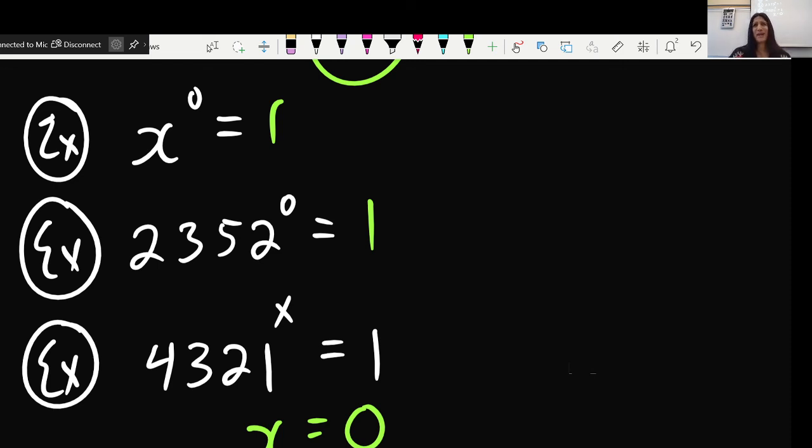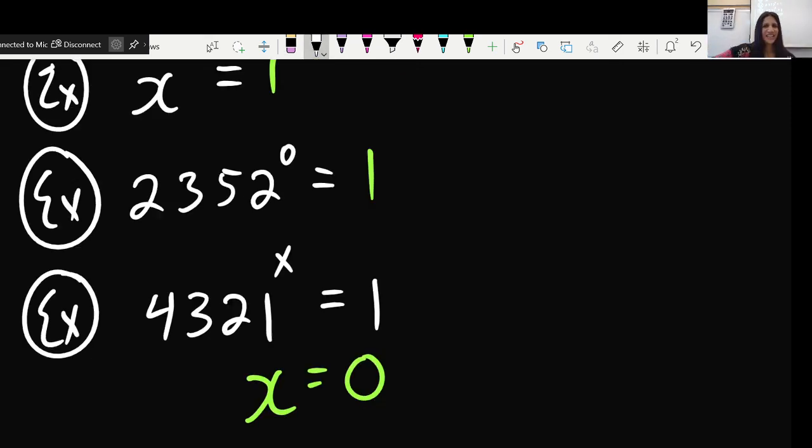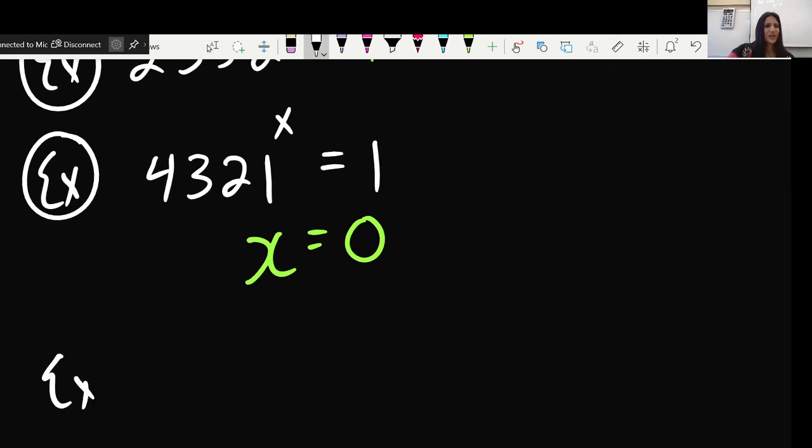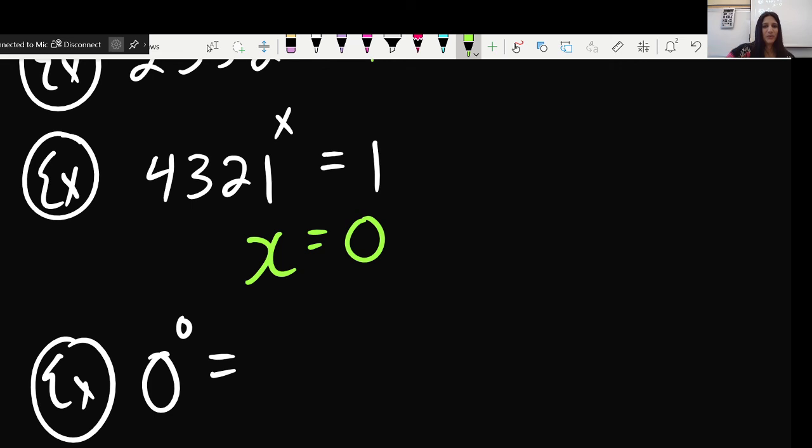What's 0 to the power of 0? It's undefined. It's an odd one. It's an unusual one. So I just thought that maybe we should mention that. 0 to the power of 0, we would say, is undefined.